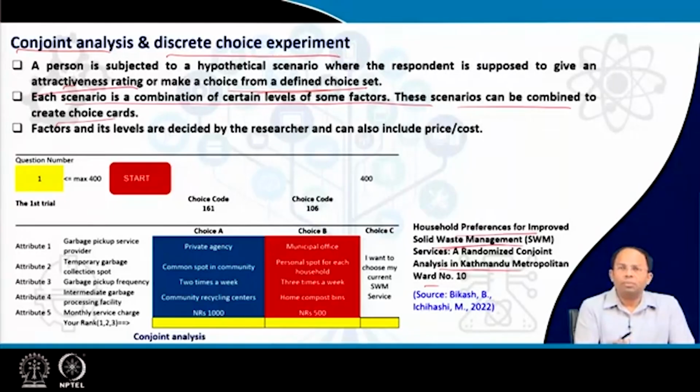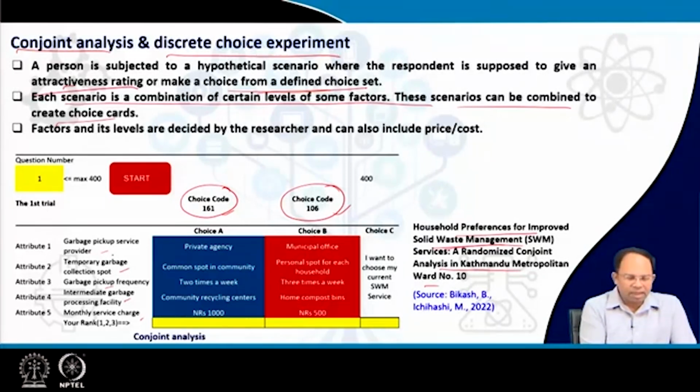What are the different attributes they are considering for improved solid waste management? That is garbage pickup service provider. Who is going to be the garbage pickup service provider? Temporary garbage collection spot, garbage pickup frequency, intermediate garbage processing facility, monthly service charge. So these are the different attributes of the garbage collection service. Now, choice A, you can see that this is choice code 161, then the next one is choice code 106. So in this way, there are different choice cards or different options that are created.